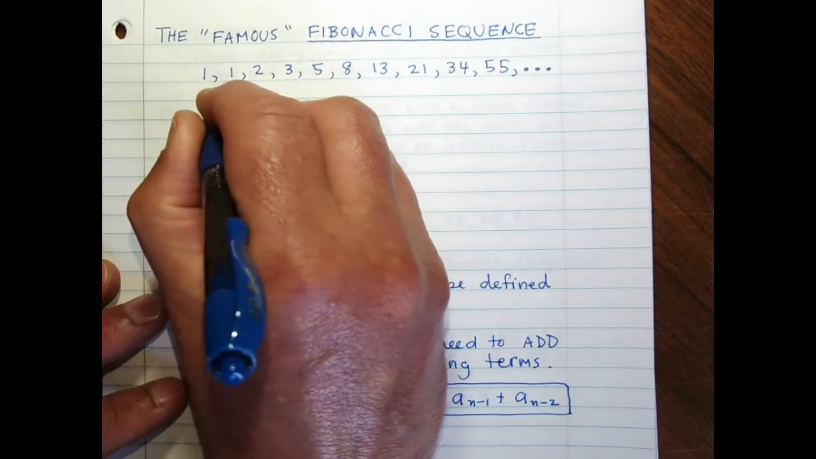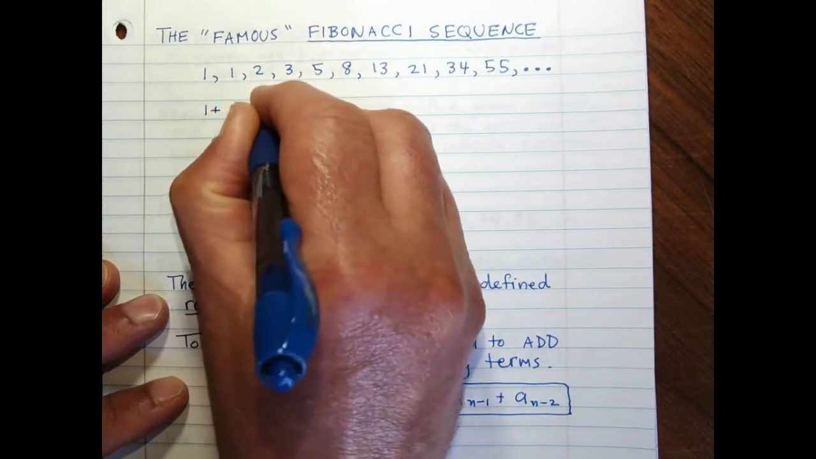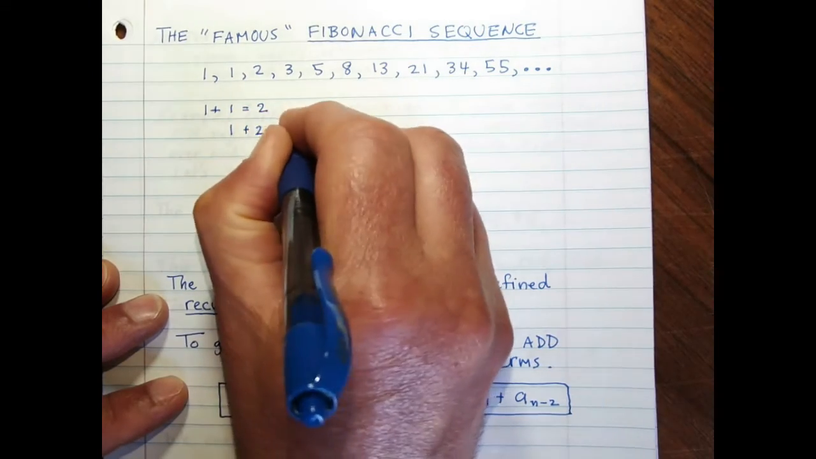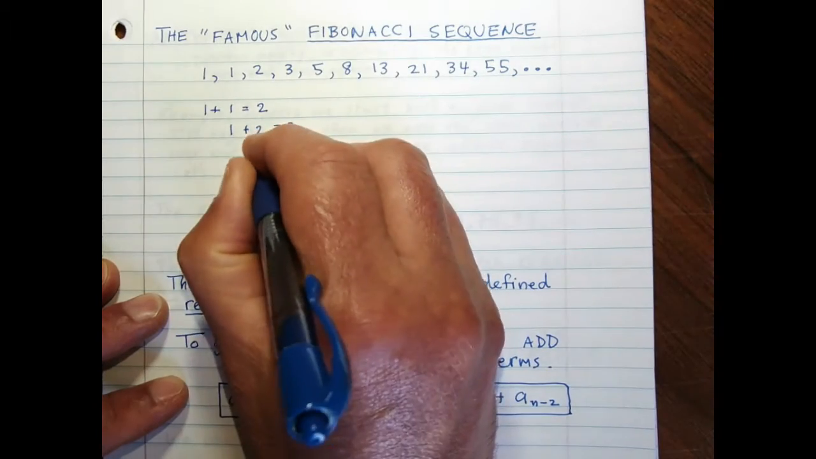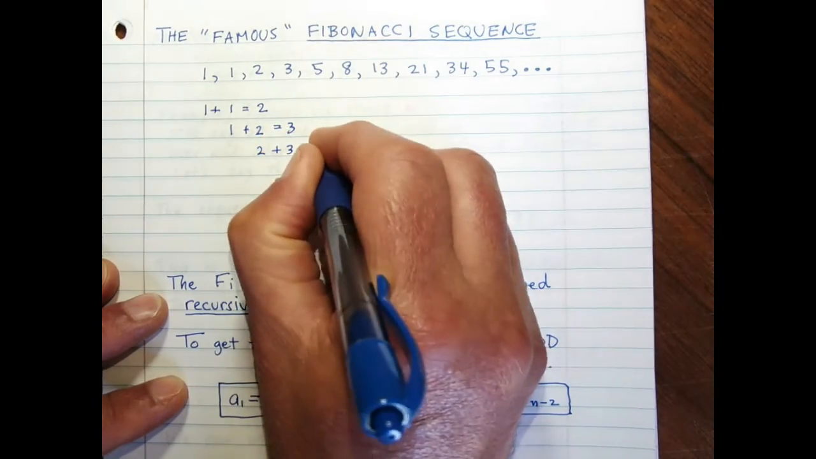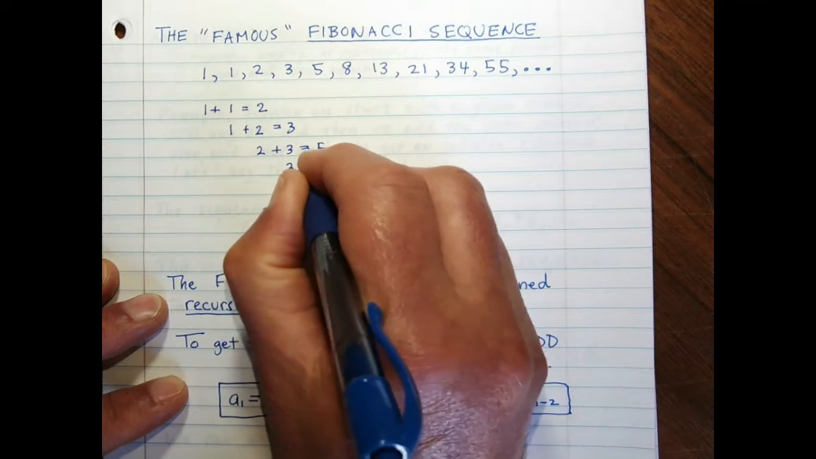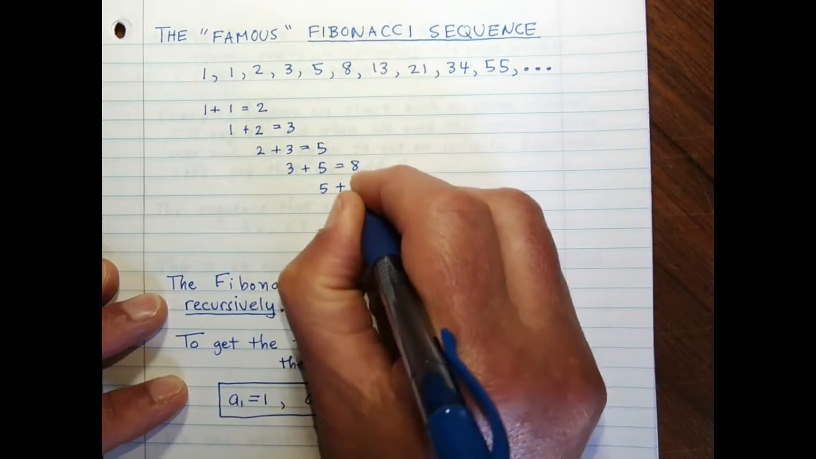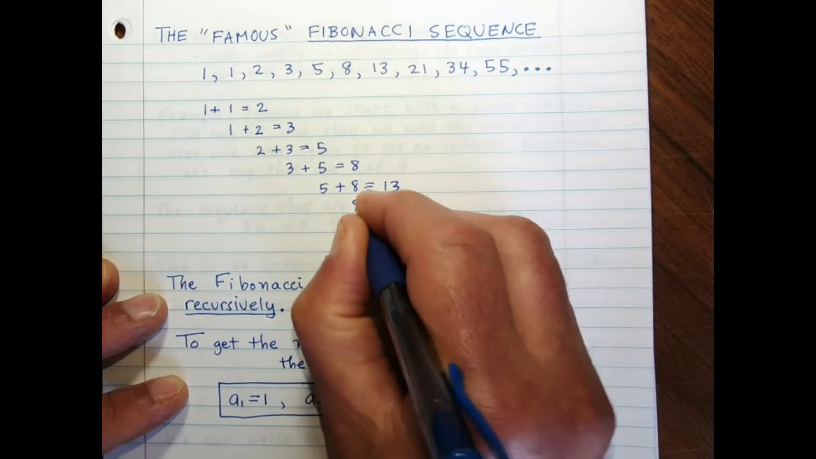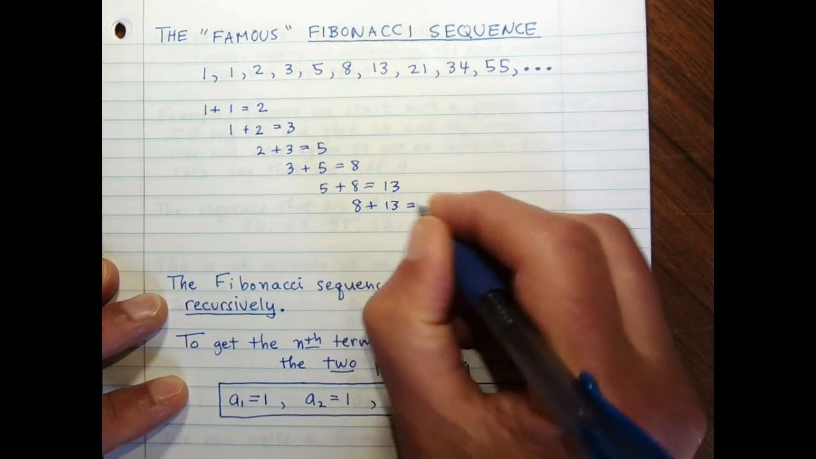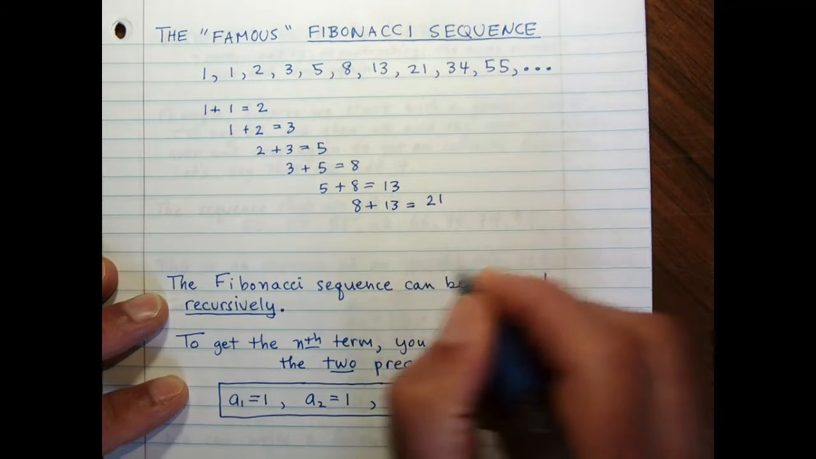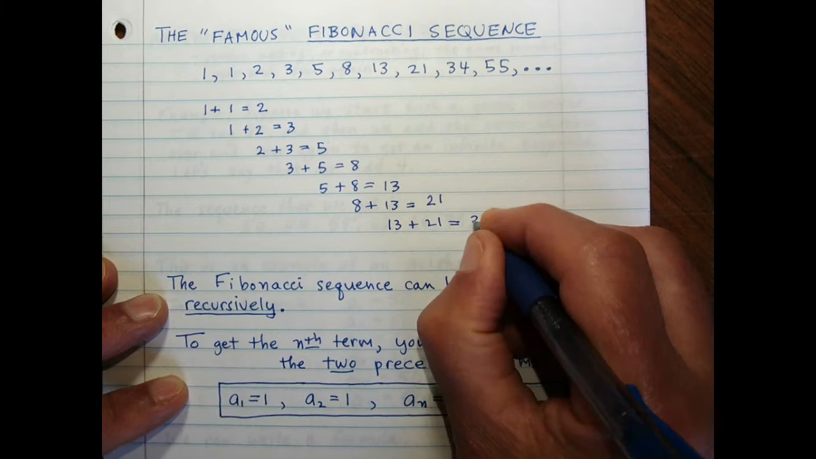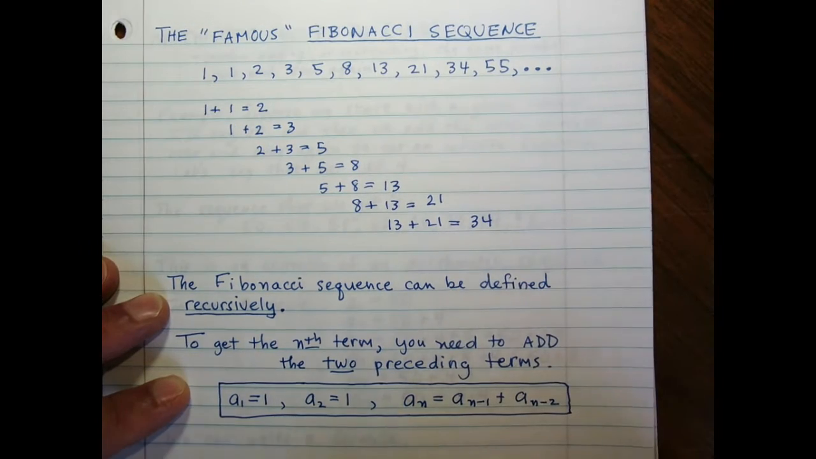So I guess we could write out the pattern by saying 1 plus 1 is 2. Then this 1 plus that 2 gives me 3, the next term. This 2 plus that 3 gives me 5. The 3 plus the 5 term gives me the 8. The 5 plus the 8 term gives me the 13. The 8 plus the 13 gives me the 21. The 13 plus the 21 is going to give me the 34 term, and so on and so forth.